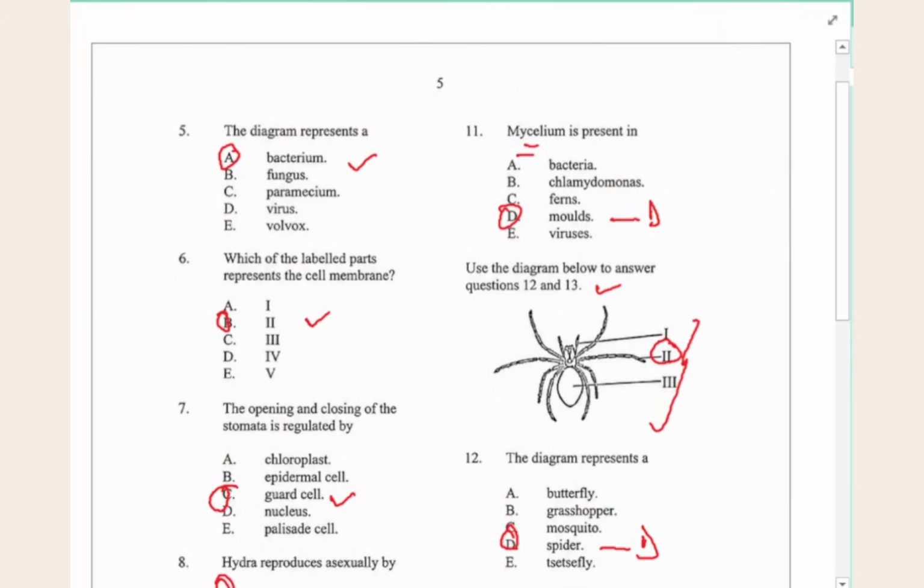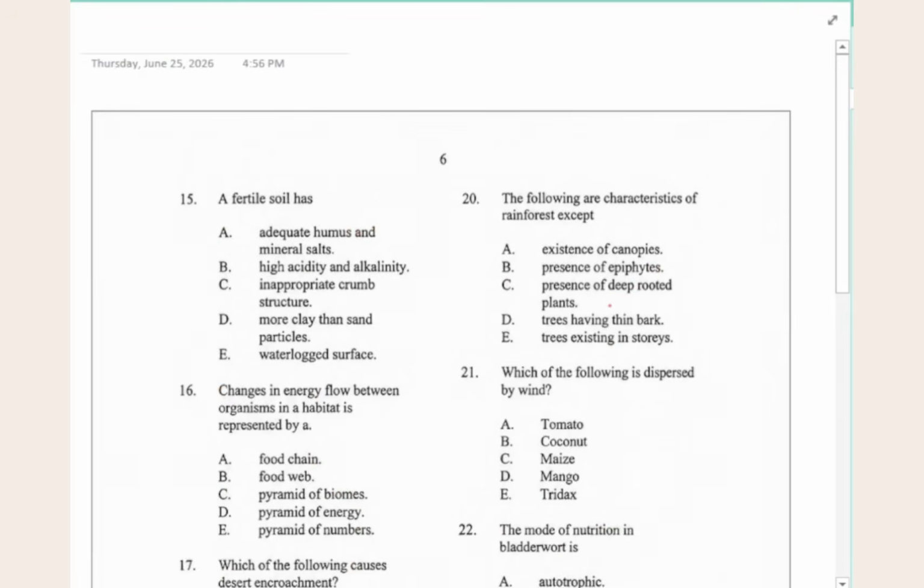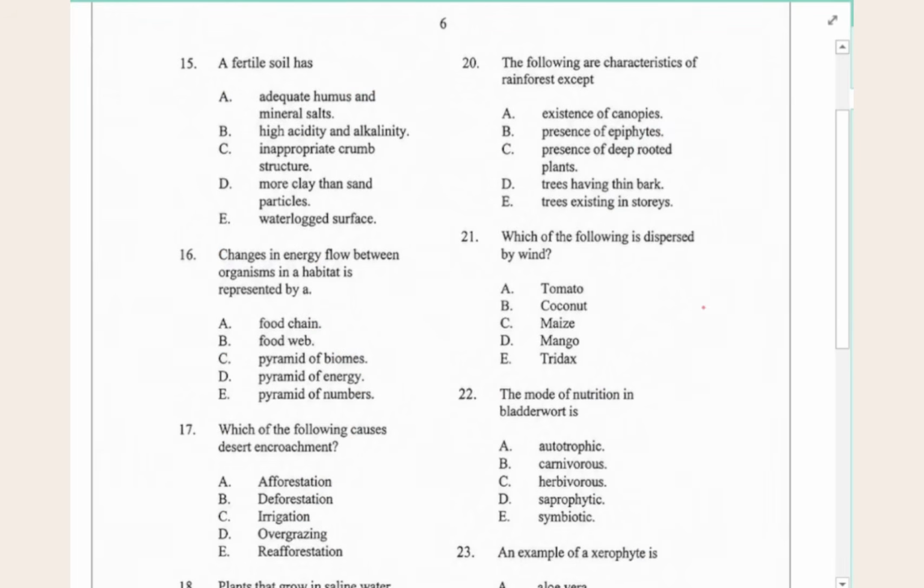So moving on to the next question. Let's see the next one. The next one says, a fertile soil has what? What does a fertile soil have? Can you pause the video and try to figure it out? But if you've done that, A is the correct answer. It must have adequate humus and mineral salts. Okay, high acidity, no. Inappropriate crumb structure, no. So the correct answer there is just option A.